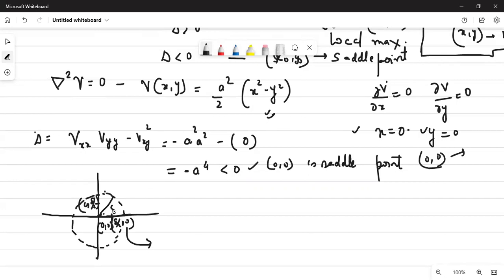However small del I make, del by 2 will always be contained inside this circle of radius del, isn't it? So if I take this, what will I get? The potential function, sorry, this is not negative, this is positive. This will be, I think, a square by 4, and then there will be del square by 4. So this is positive. It implies what?